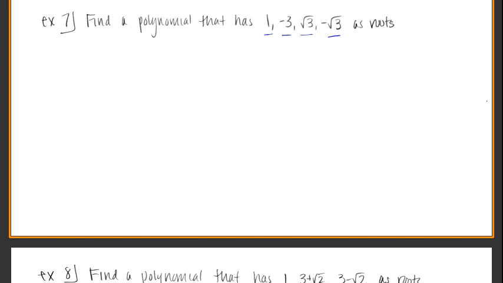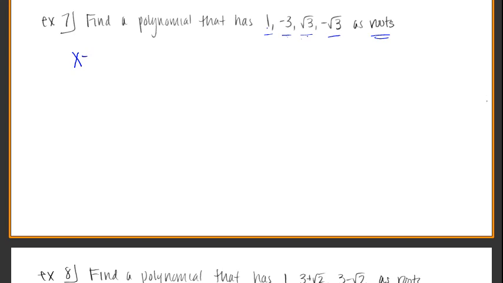Let's connect this to synthetic division for a second. What this number means is that with this polynomial, if I put 1 in the box and did synthetic division, the remainder should be 0. Or if I put -3 in the box, the remainder should be 0. Or the square root of 3 or the negative square root of 3. If I put either one of those numbers in the box, I should always get a remainder of 0. That's what this is telling me when it tells me that these things are roots. So we're going to go about this backwards.